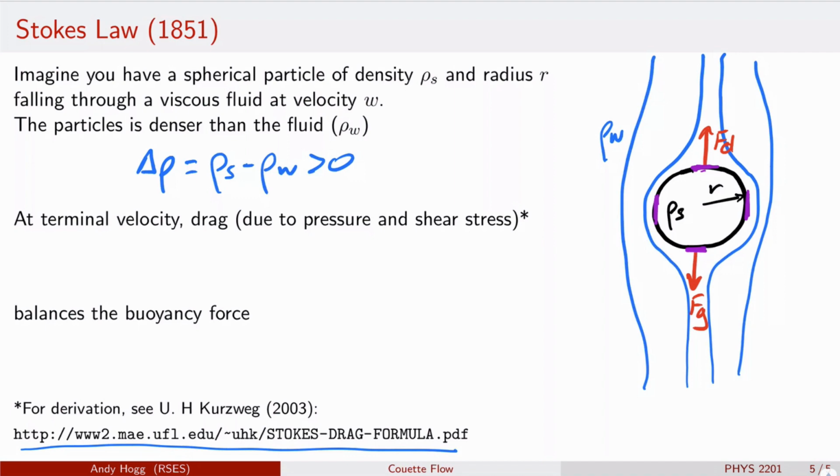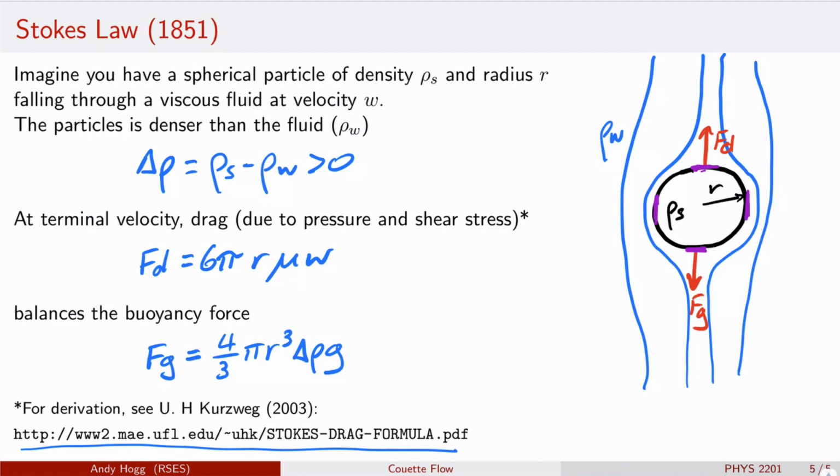If you don't want to look at that, you can just accept it from me that the drag force can be written as 6π times the radius times the coefficient of viscosity times the vertical velocity w. Now at terminal velocity the drag will balance the gravitational force, and the gravitational force is just the volume of the sphere times delta rho times g. This is just our mg.